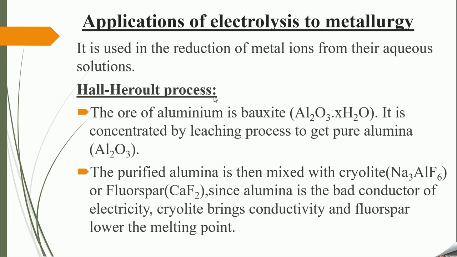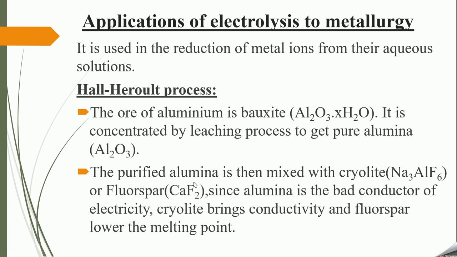As you all know, the ore of aluminium is bauxite and its composition is Al2O3·xH2O. It is first obtained from the Earth's crust. It may be present in the form of huge lumps. Hence, it is crushed and converted into fine powder. Then it is subjected to the concentration process. Concentration is done by the leaching process to get pure alumina. Pure alumina is nothing but Al2O3.